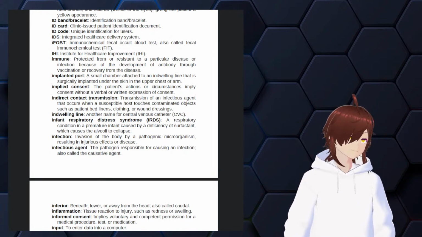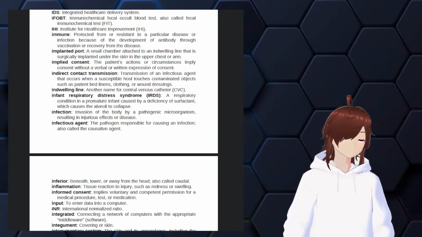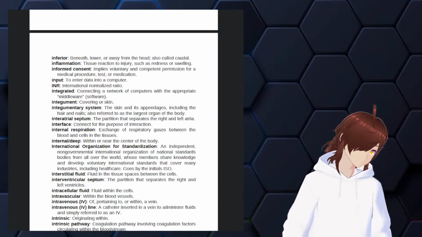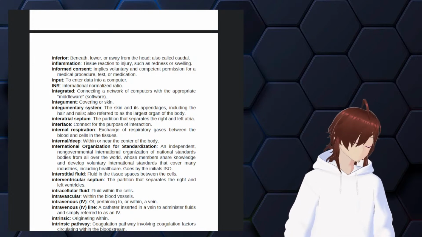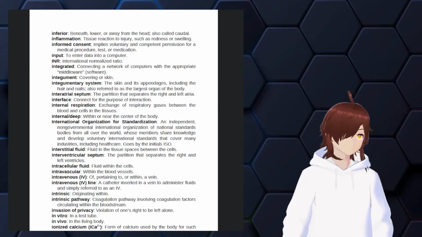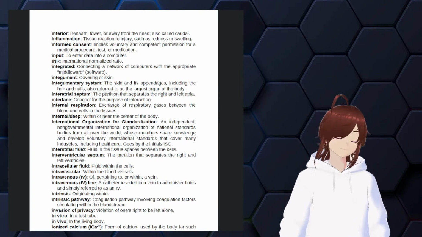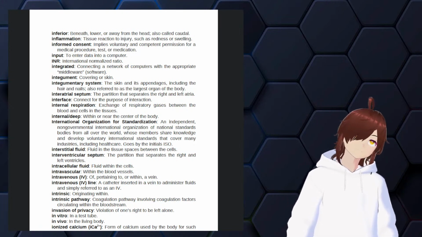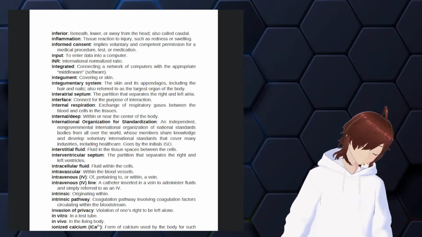Infectious agent, the pathogen responsible for causing an infection, also called the causative agent. Inferior, beneath, lower, or away from the head, also called caudal. Inflammation, tissue reaction to injury, such as redness or swelling. Informed consent, implies voluntary and competent permission for a medical procedure, test, or medication. Input, to enter data into a computer. INR, International Normalized Ratio. Integrated, connecting a network of computers with the appropriate middleware, software.